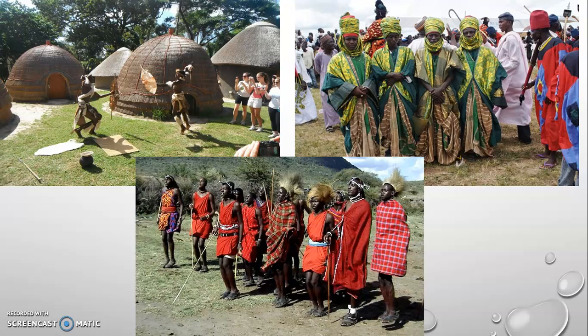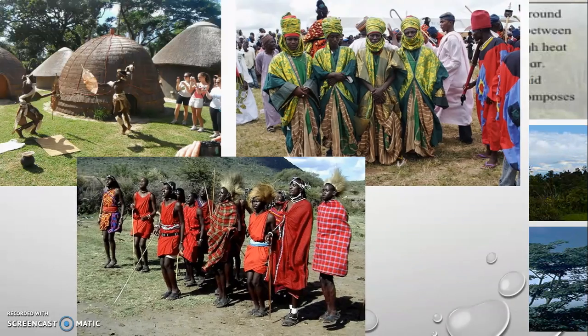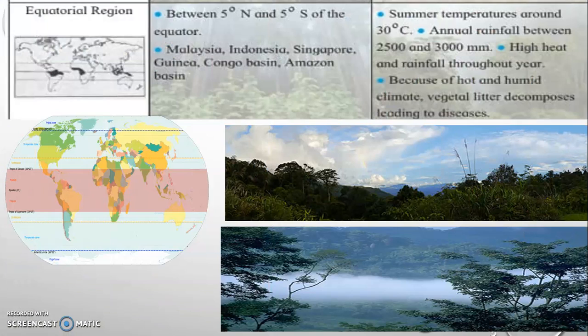Moving ahead for today's topic, the last region we are going to study is the equatorial region, which lies near the equator. What is the location? 5 degrees north and 5 degrees south of the equator. These are the regions near the equator. Which regions are included? Malaysia, Indonesia, Singapore, Guyana, Congo Basin, and the Amazon Basin.